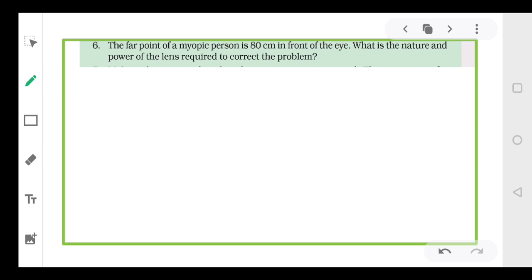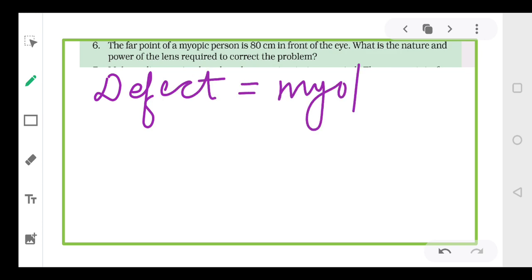The far point of a myopic person is 80 centimeters. The far point of the myopic eye is 80 centimeters in front of the eye. What is the nature and power of the lens required to correct the problem? Again you see which defect is there. Tell me everyone, what is the defect? The defect is myopia, right? Now what is the formula? Just understand what is the formula.